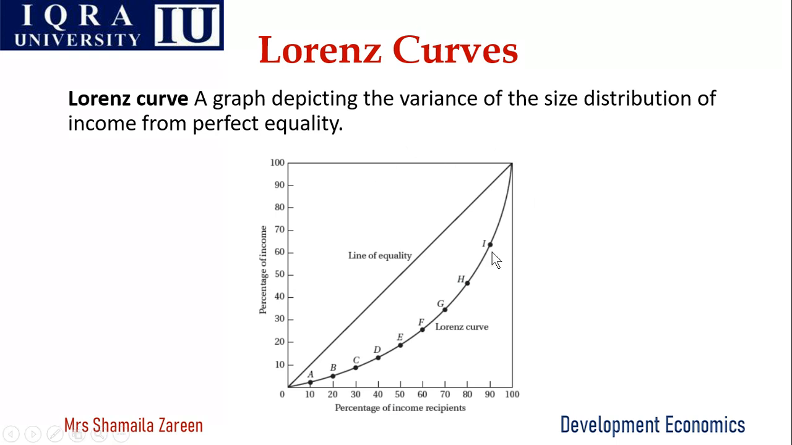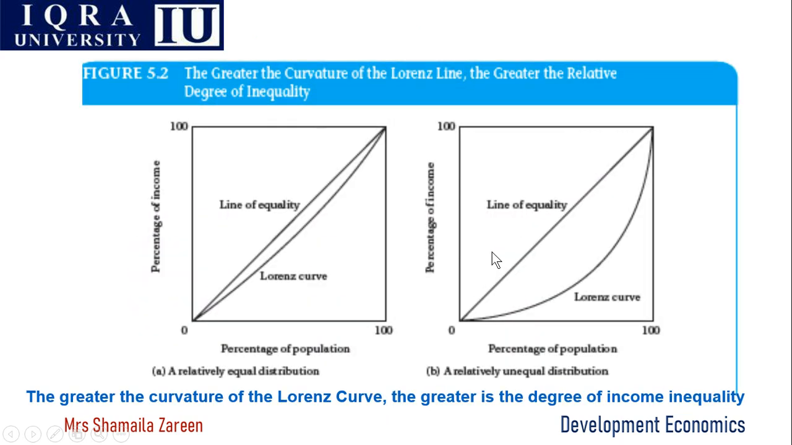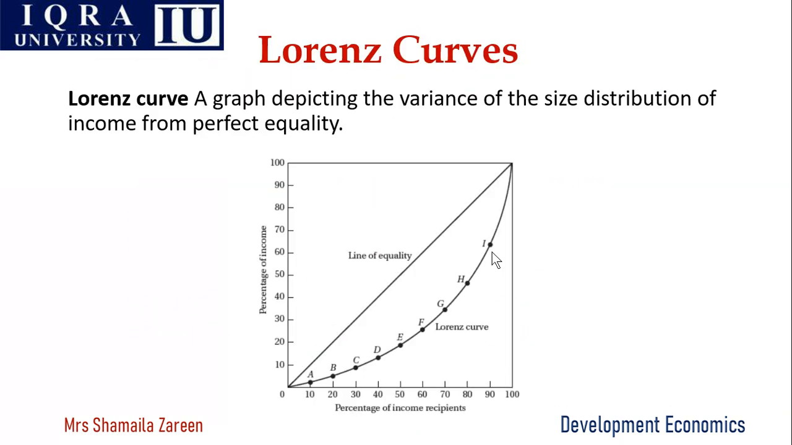So this Lorenz curve actually shows the actual quantitative relationship between the percentage of income recipients and the percentage of income, meaning who are getting the income and how much income is distributed among them. So in this figure we have plotted this Lorenz curve using the decile data, as we have divided into the 10 groups.